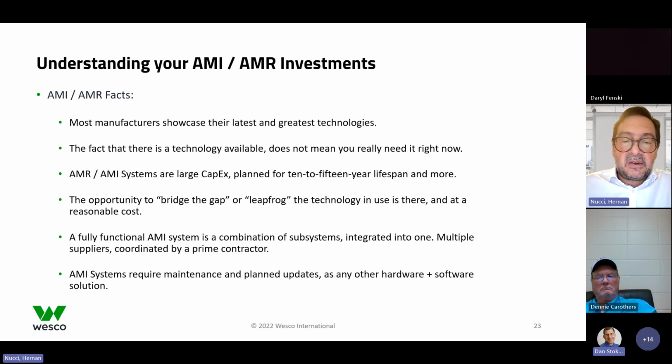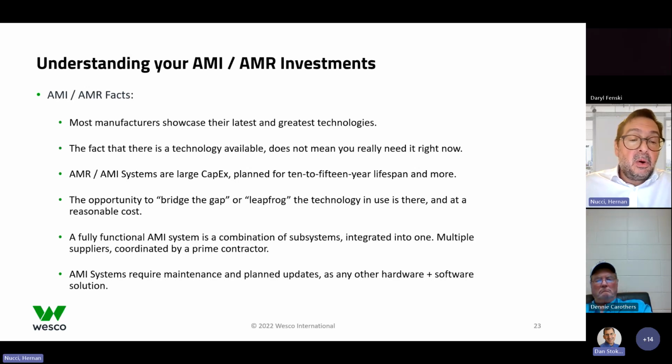Every time you talk to a manufacturer, no matter who the manufacturer is, they will show you the latest and greatest technology, the best, the most expensive, the most advanced. The fact that technology is available doesn't mean you really need it. So you need to be cognizant that sometimes the offer is much more than what you really need. Third, the systems are large capex, planned for 10 to 15 years and more. So you need to be extremely careful when you decide what to do with the system. You know that better than me.